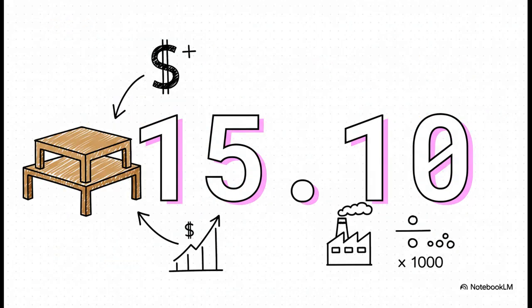But here's where it gets really powerful. The total cost is one thing, but what a business really needs to know is the cost for one single unit. So we take that total, $15,100, divide it by the 1,000 tables we made, and we get $15.10. That number is everything. It tells you the absolute minimum you can sell a table for without losing money.